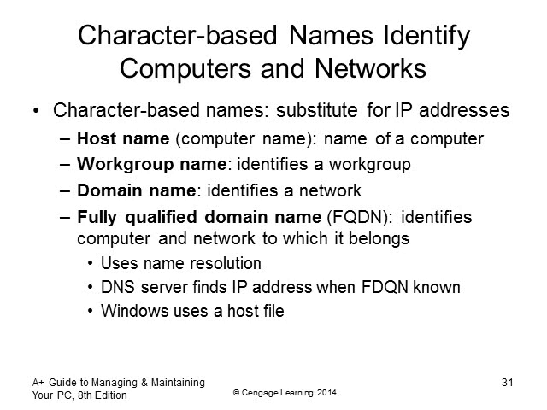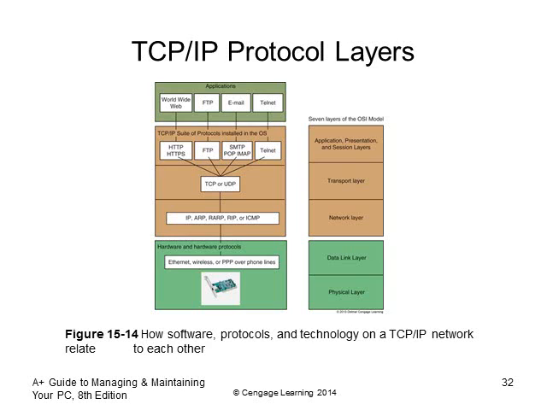The workgroup name identifies a workgroup. The domain name identifies the network. And an FQDN, a fully qualified domain name, identifies the computer and the network in which it belongs, and it uses name resolution. The DNS server finds the IP address when the FQDN is known, and then Windows uses a host file. Here is a diagram that shows how software protocols and technology on a TCP/IP network relate to each other.